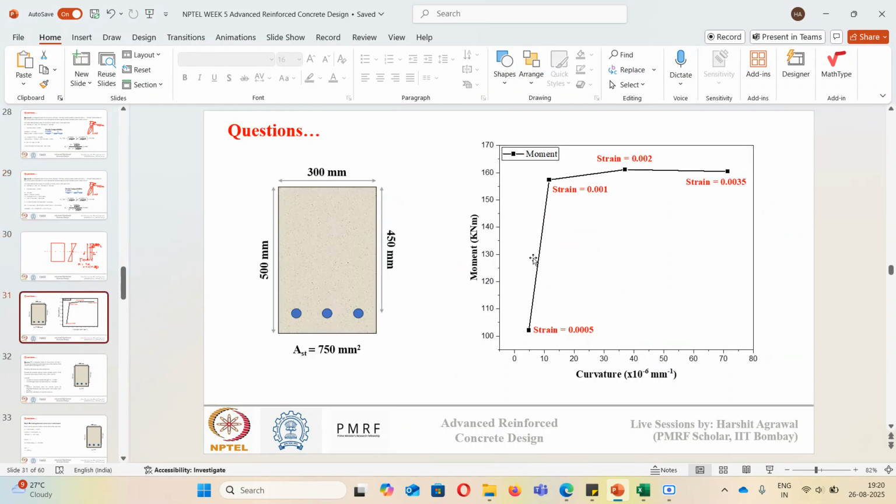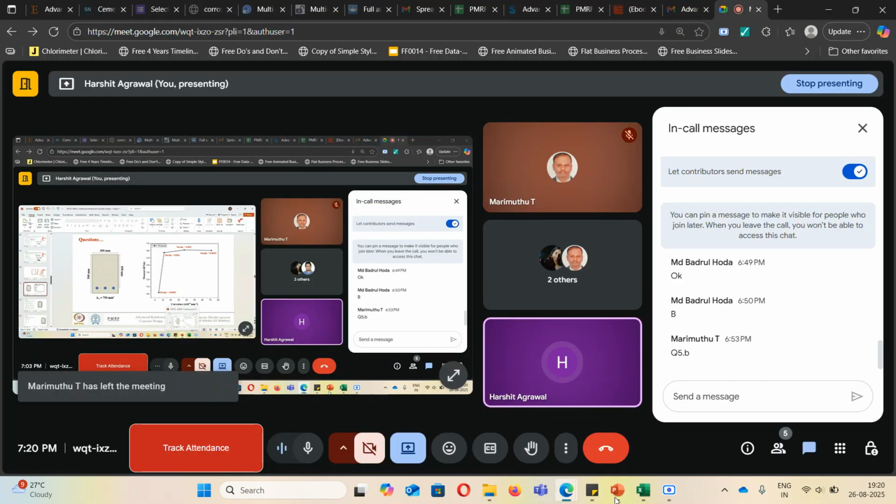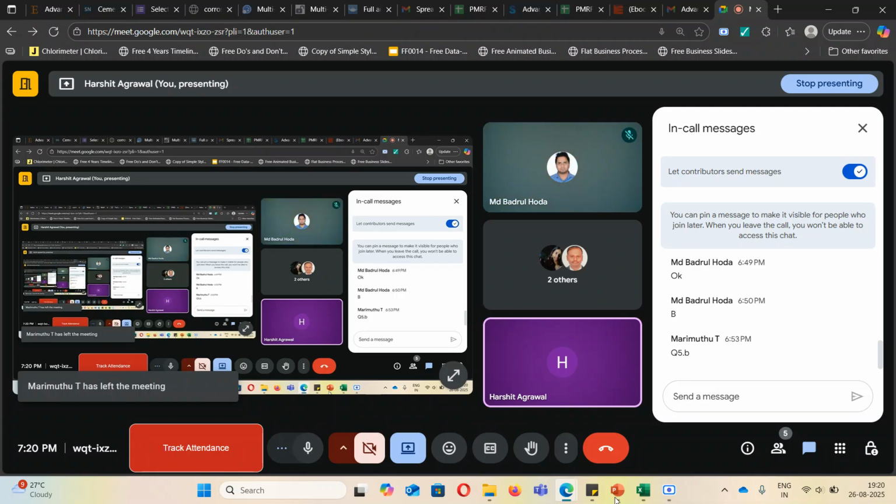Any doubt in this question, like how we approach the solution? Did everyone get the understanding of how we apply the process, that iterative process? Any doubt in that?